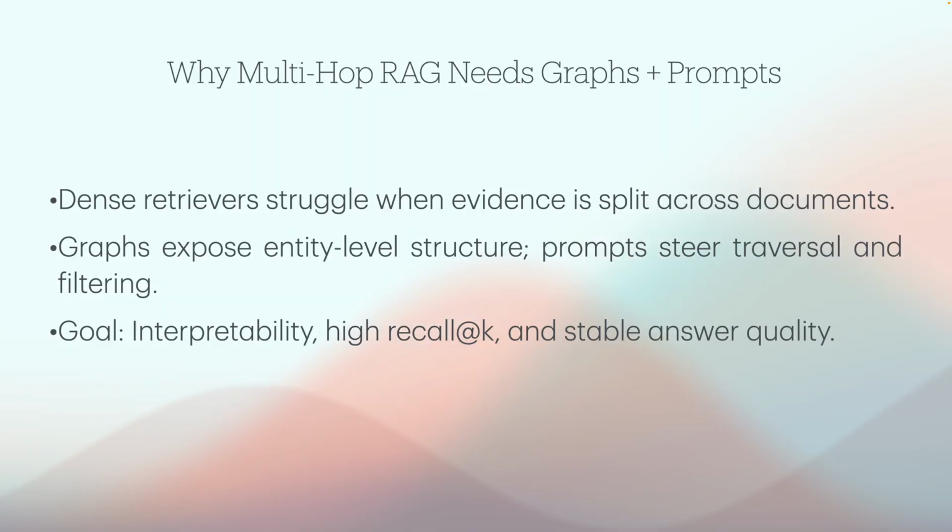Graphs expose entity-level structure, and prompts steer traversal and filtering. Graphs bring back the entities and relations explicitly, and the prompts give us policy-level control over what to keep and how to search. So our targets are interpretability, high recall at small k value, and also steady final accuracy.